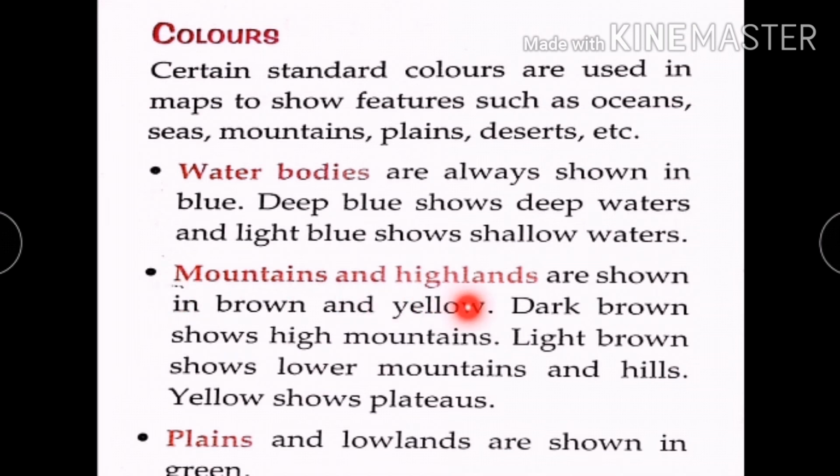Mountains and highlands are shown in brown and yellow. Dark brown shows high mountains, light brown shows lower mountains and hills. Yellow shows plateaus. Plains and lowlands are shown in green.